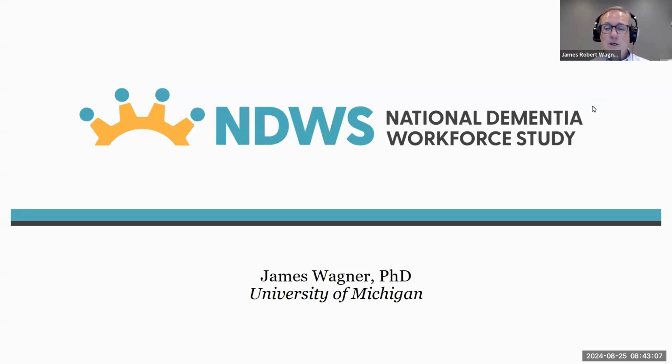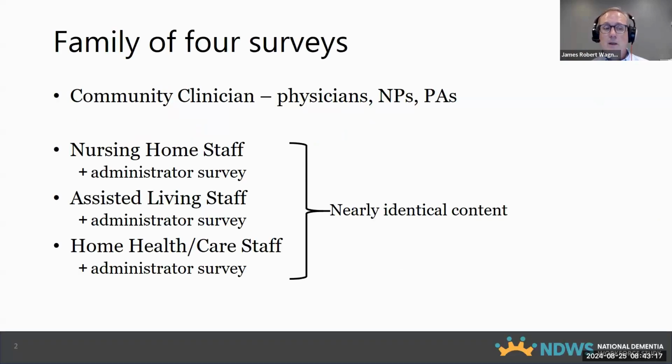I'm a co-investigator on the National Dementia Workforce Study, and I'm mainly responsible for sampling and oversight of the data collection, and that's what I'm going to be speaking with you about today. So there's a family of four surveys that we're going to be looking at today. The first is a community clinician survey, and that's a sample of physicians, nurse practitioners, and physician assistants. So it's a sample of individuals.